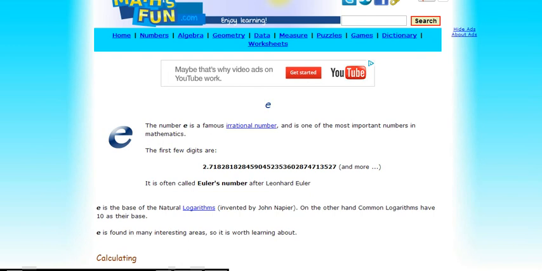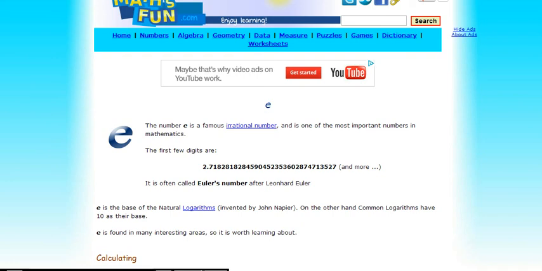Here, the number e is a famous irrational number, so you can't reason with it. And it's one of the most important numbers in math. So the first few digits are 2.7182818284590452353, and it keeps going. And I actually only know the first 20 anyway. It's often called Euler's number. e is the base of the natural logarithms, right? And we're getting to natural logs. So we're doing logarithms as the next unit, but we're also introducing the base e.